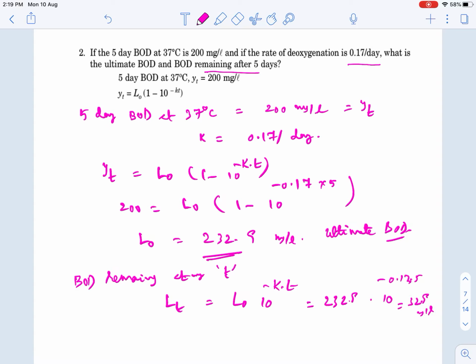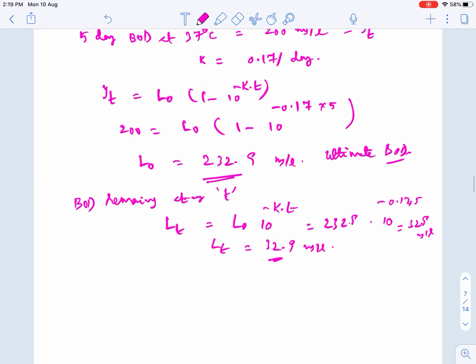BOD remaining LT is equal to 32.9 milligrams per liter. You can also calculate in another way. What is the BOD exerted? YT is equal to 200 milligrams per liter.